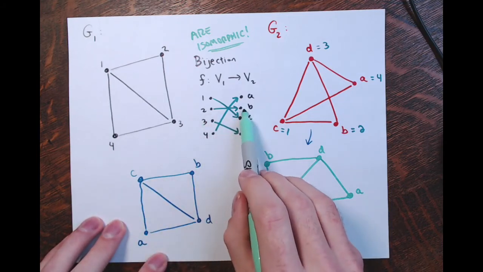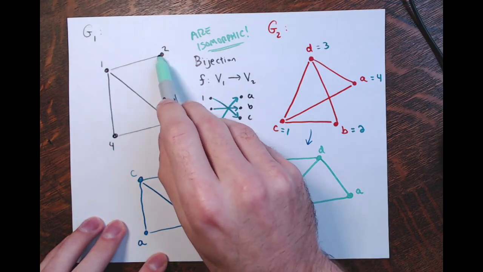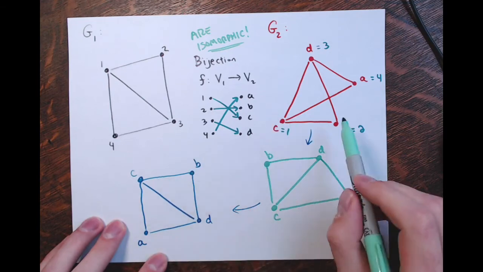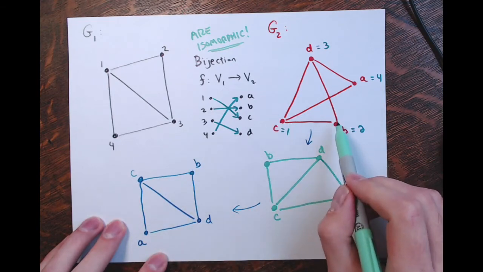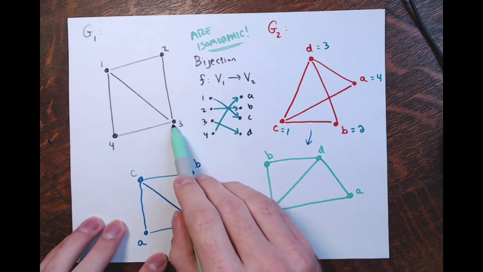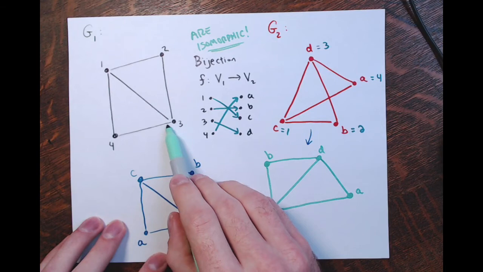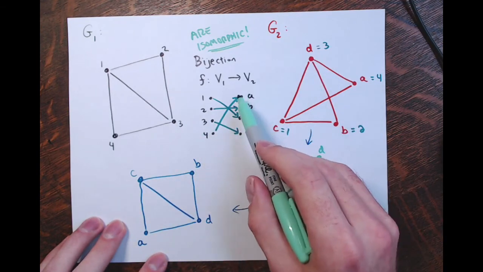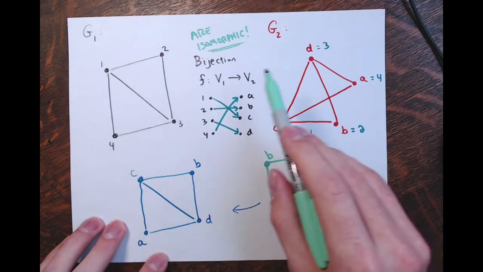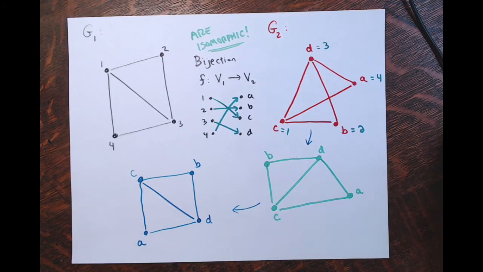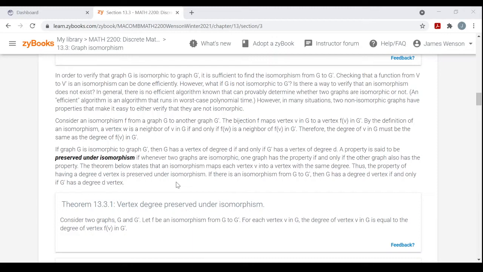2 maps to B. What's the degree of 2 in this graph? It's 2. What's the degree of B? Also 2. 3 maps to D. What's the degree of 3 in this graph? It's 3. What's the degree of D in this graph? It's also 3. And 4 maps to A. Degree of 4 is 2. Degree of A is 2. So degrees get preserved under isomorphism.